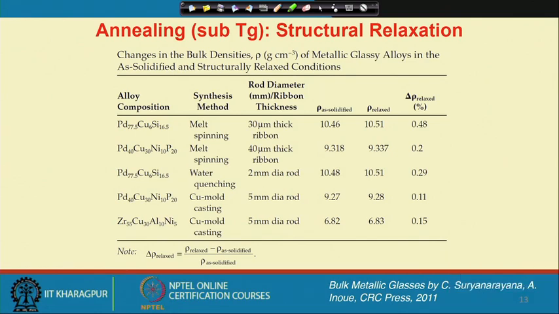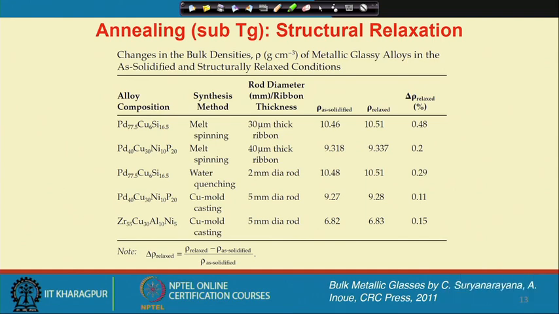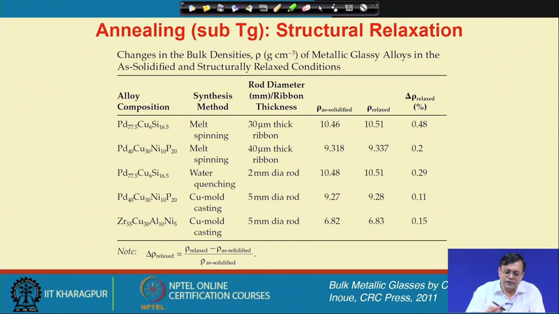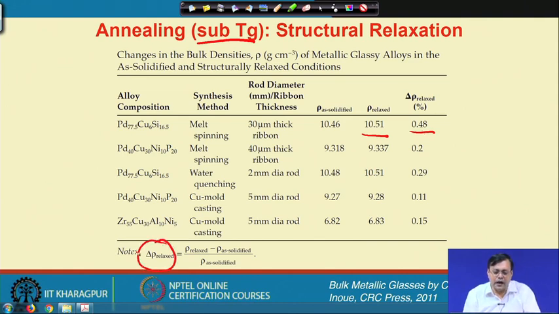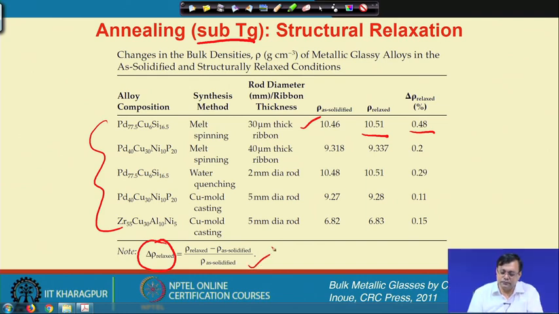Now, I may also have an annealing event which is the structural relaxation, and in that particular case a sub-Tg annealing is required. A sub-Tg annealing gives us how much relaxed volume we have created. So, a relaxed glass always has a higher density than the as-solidified glass. There are examples of such, and we can see the density difference.